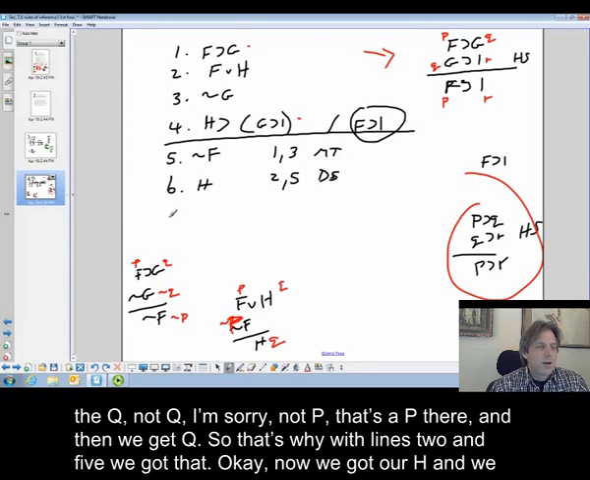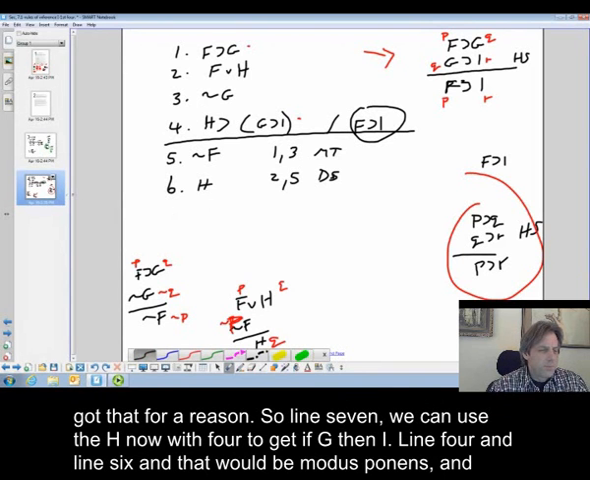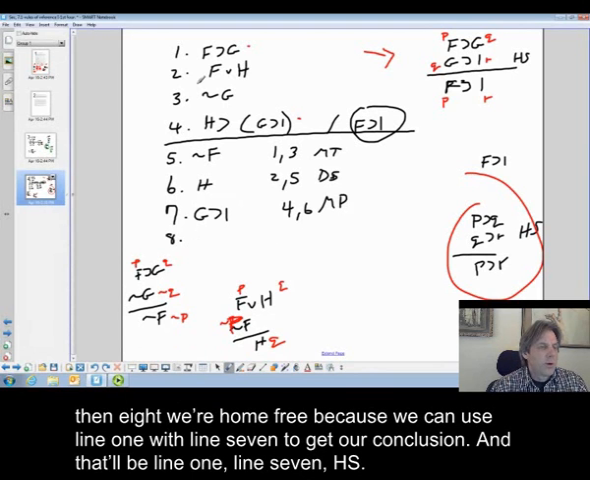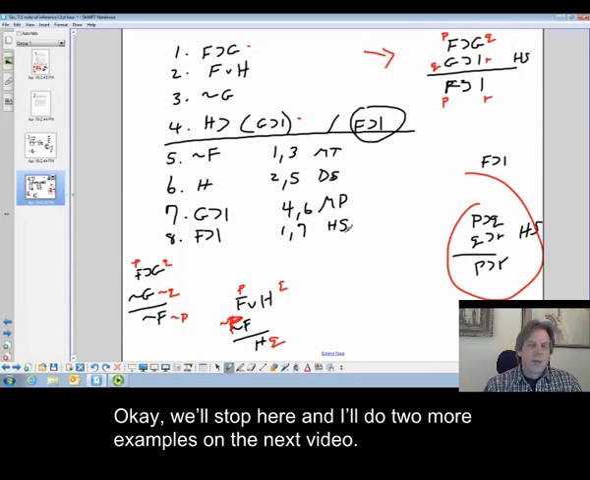Okay, now we got our H, and we got that for a reason. So line 7, we can use the H now with 4 to get if G then I. Line 4 and line 6, and that would be modus ponens. And then 8, we're home free because we can use line 1 with line 7 to get our conclusion, if F then I, and that'll be line 1, line 7, HS. Okay, we'll stop here and I'll do 2 more examples in the next video.